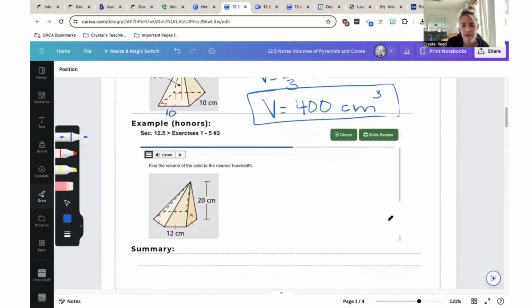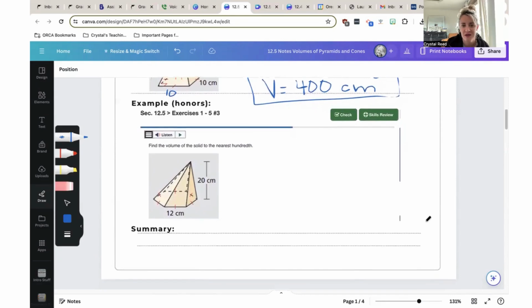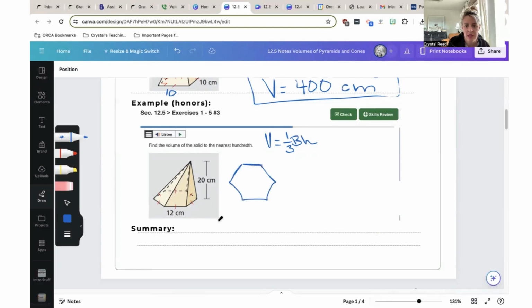Honors example problem. This one's definitely quite a bit trickier, so everyone's welcome to try it. This is one that would only be tested by honors though. So again, volume equals 1/3 area of the base times the height. Area of our base this time is a hexagon. So we need to remember that the area of a hexagon is the formula area equals 1/2 apothem times perimeter. Each side is 12, so our perimeter would be 12 times 6.